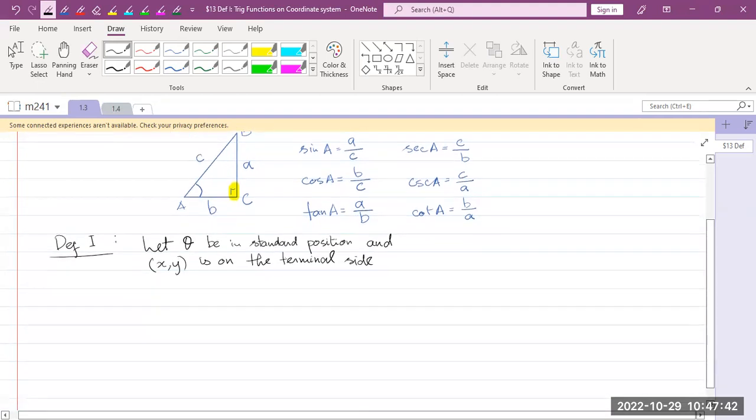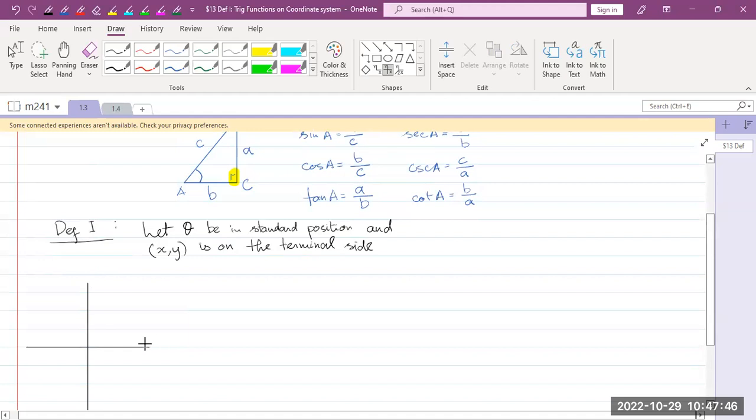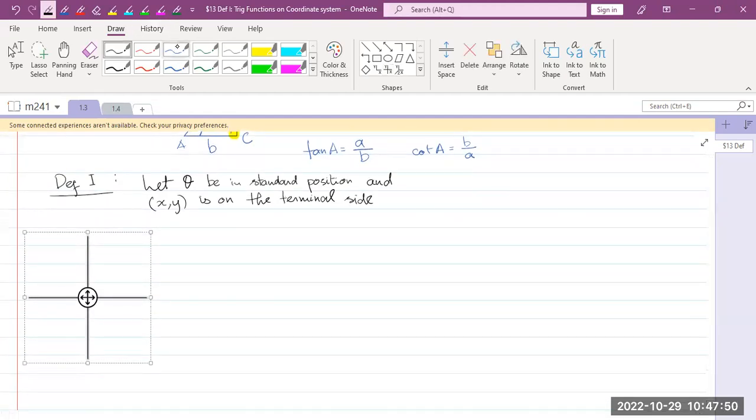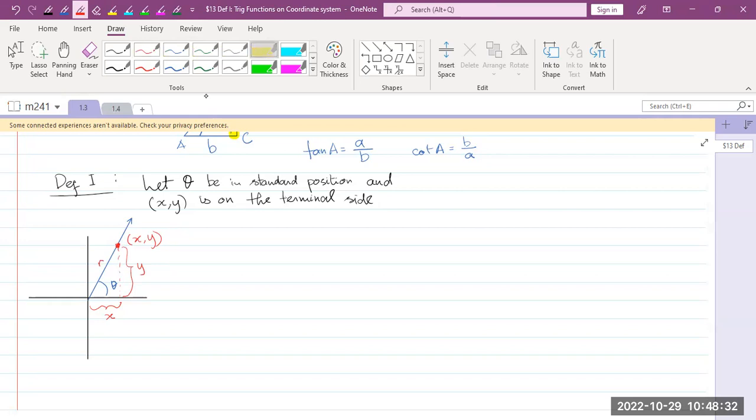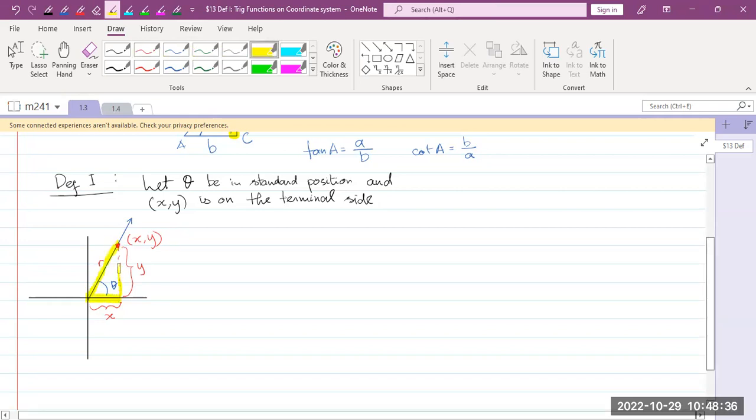Let's picture what we are talking about here. Suppose we have a coordinate system, and we have angle theta in standard position. Let's say this is angle theta here. The point (x, y) is on that terminal side. The x component is the adjacent, and the y component is the opposite side. Then the radius is the distance from the origin to that point. We call that r. In some sense, you can see that we actually have a right triangle here.